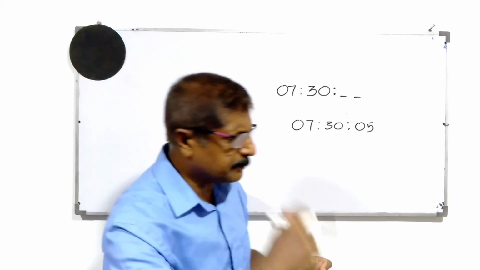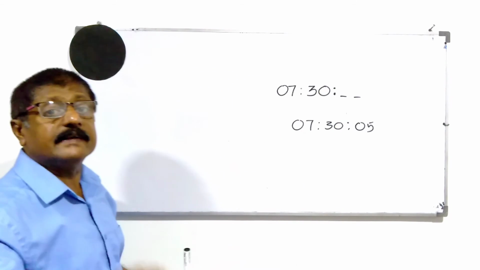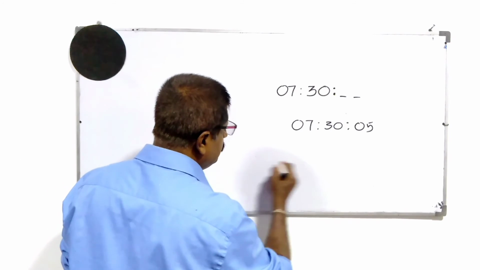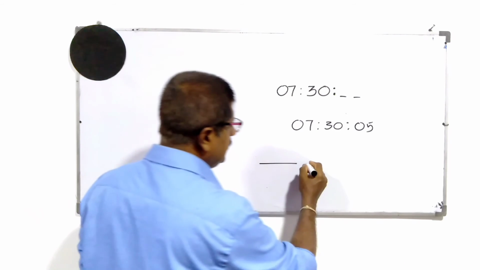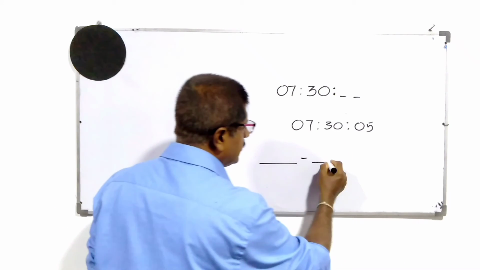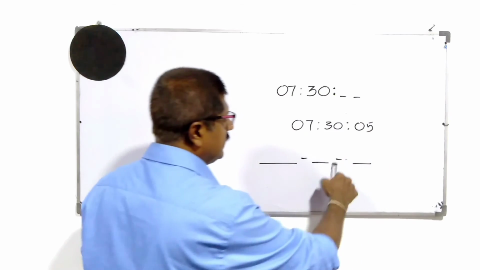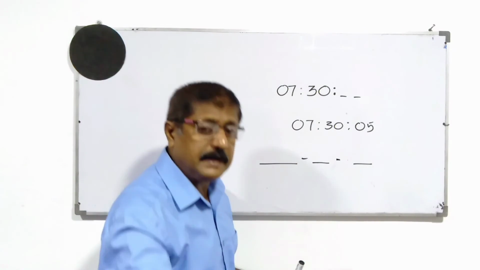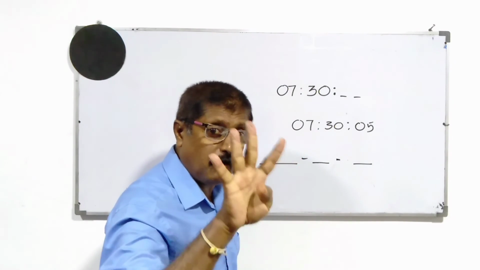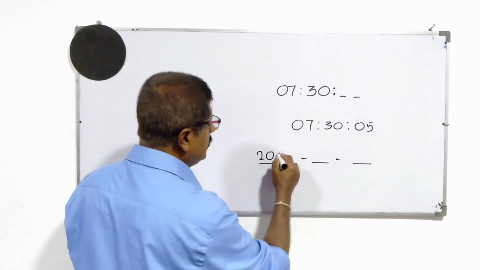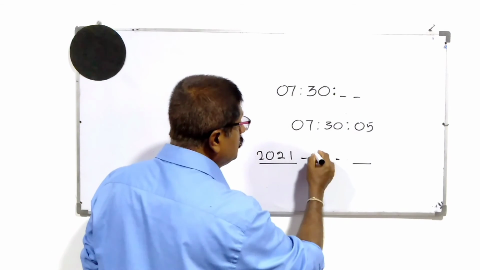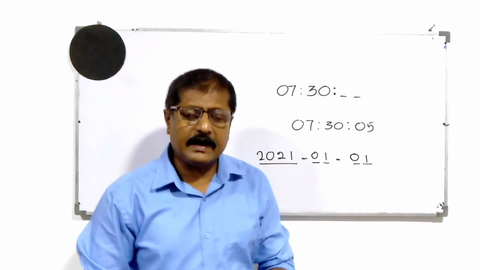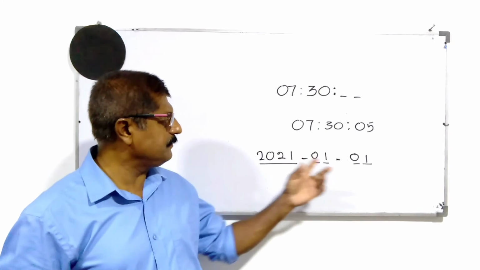And the last step today, how can we write the date? Write a date in the standard format. Now, first you have to write the year, then hyphen, month, hyphen, date. But remember one thing, you must write the year using 4 digits. 2021. Month 2 digits, 01. Date 2 digits. There must definitely be 2 digits. And hyphen in between.